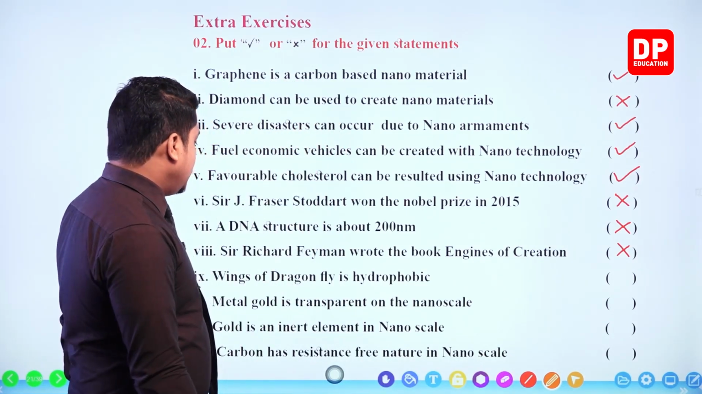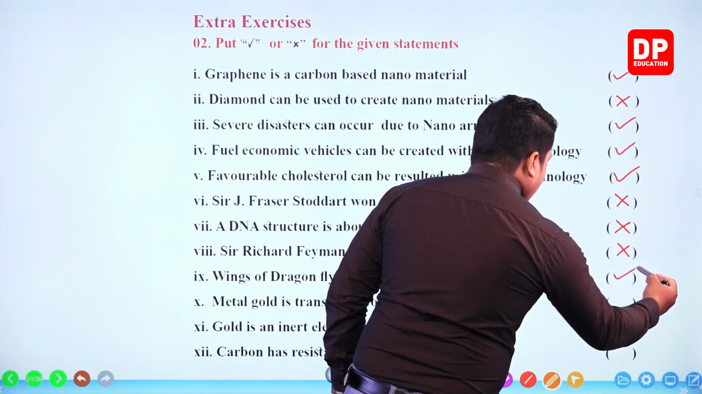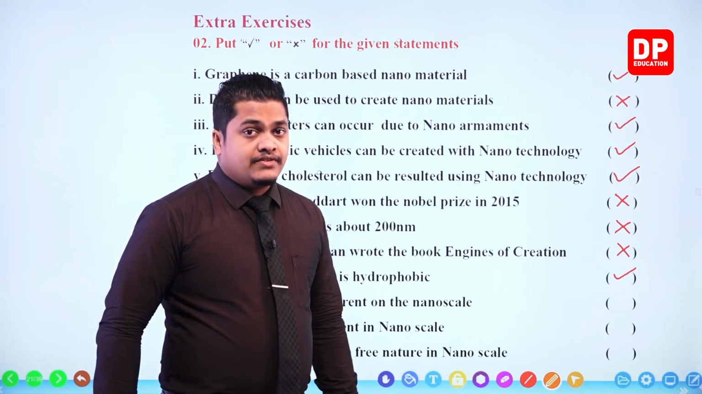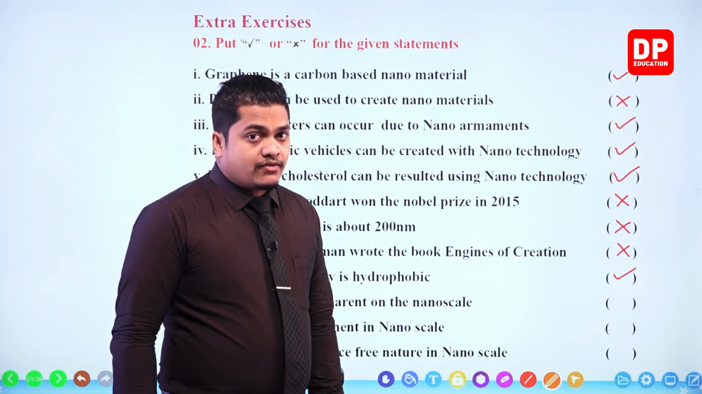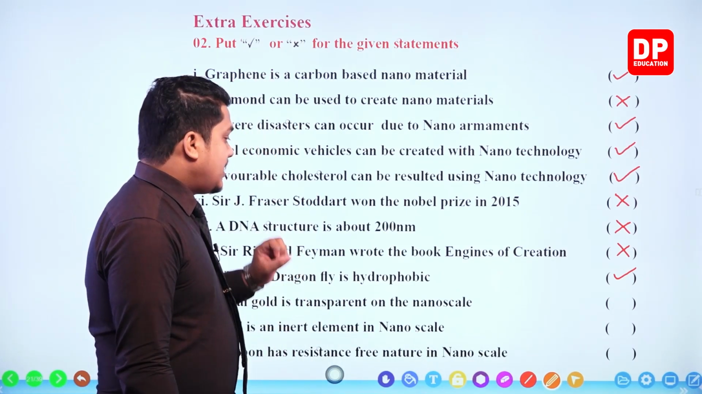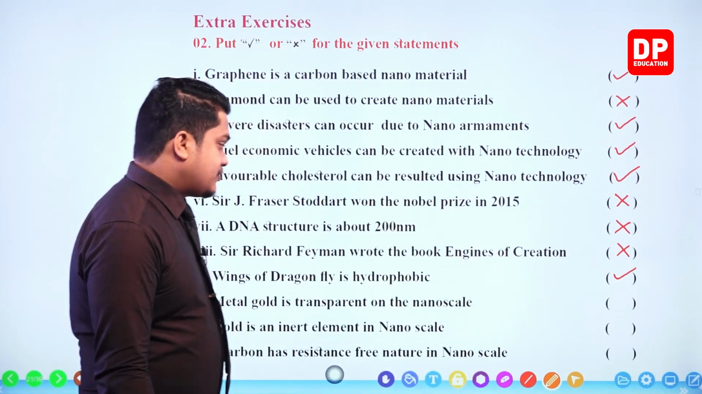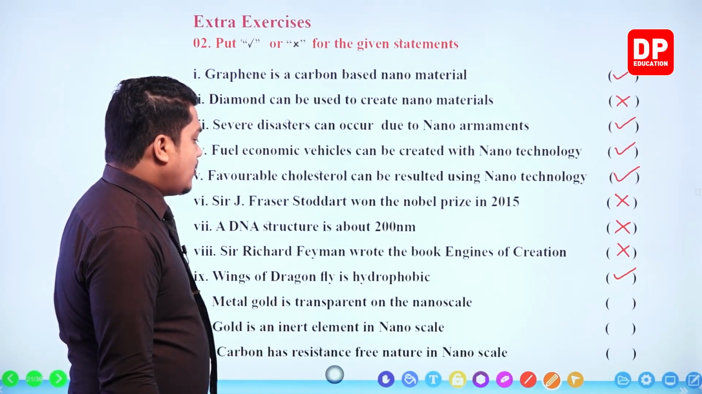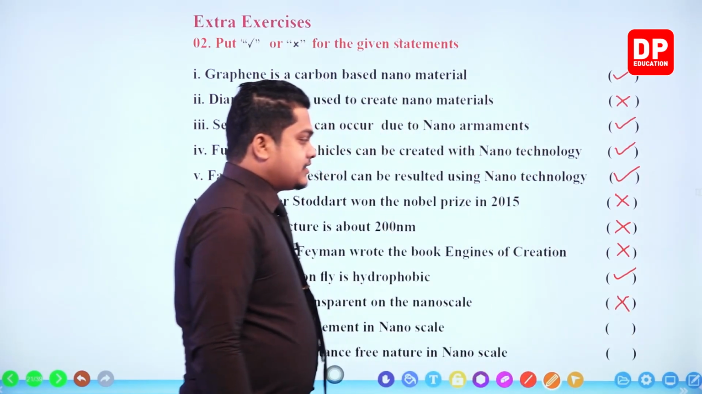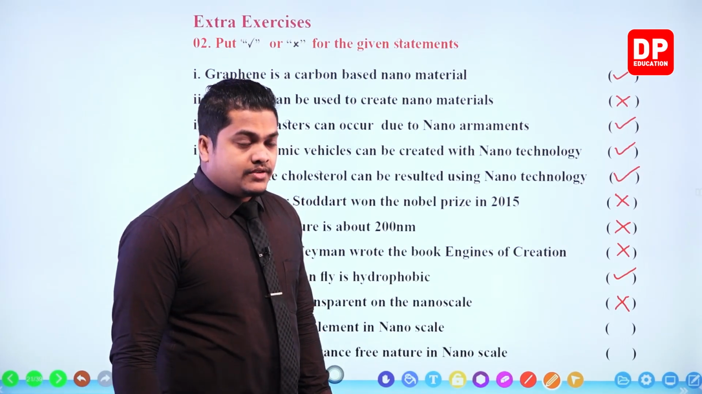Next one. Wings of a dragonfly are hydrophobic. Correct. Not only some dragonflies, but even some insects, even some beetles, show this hydrophobic nature of their wings. It's because, my dear children, this hydrophobic nature comes from the lotus effect. Next one. Metal gold is transparent on the nanoscale. Incorrect. Gold is not transparent. It is going to show different colors. Can you remember? Copper is transparent, however. So this is incorrect.